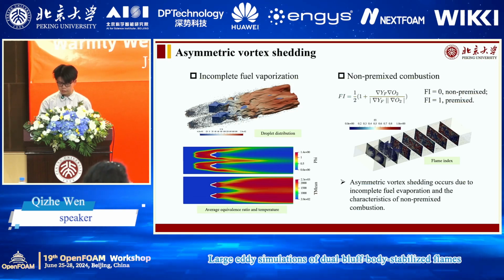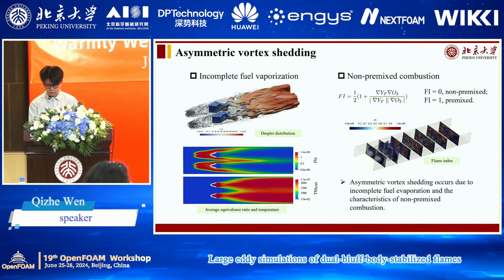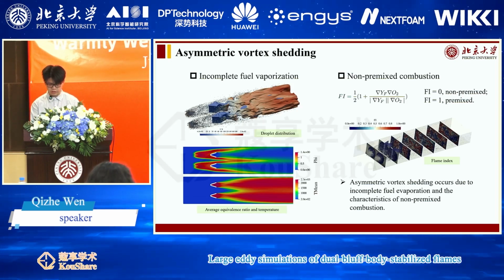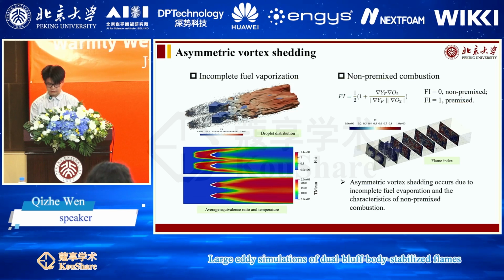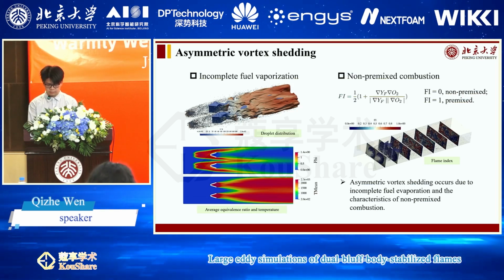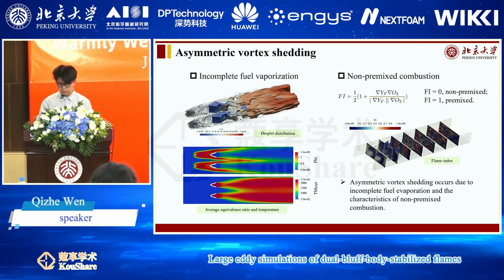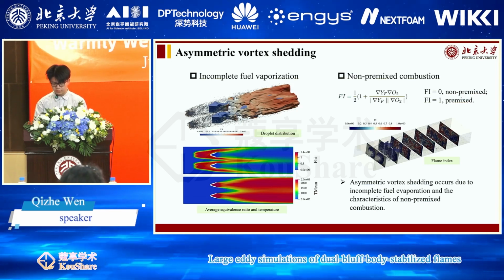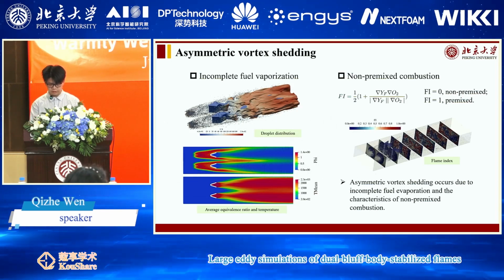Secondly, according to the flame index contour, combustion outside the shear layer is non-premixed, with inadequate mixing of fuel and air, resulting in incomplete combustion. Therefore, the Karman vortex street can exist in the kerosene flame.